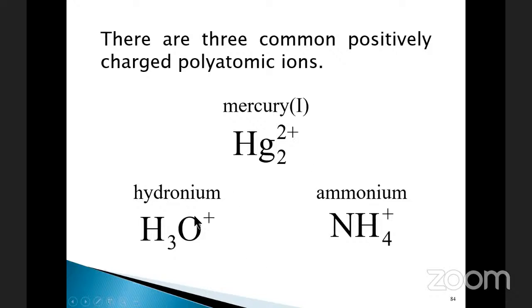But here we have 3 polyatomic ions which are positively charged. So these are a unique group, right? You have the hydronium, you have the ammonium, and you have the mercury one. All right, so these are the only ones, at least at this level, that you need to be concerned with as far as being polyatomic is concerned.